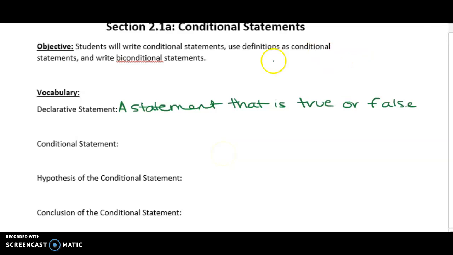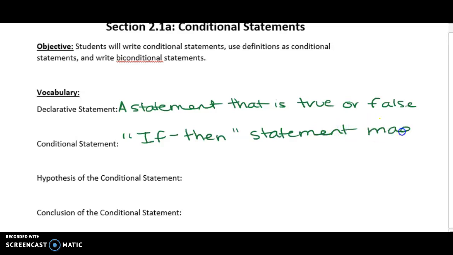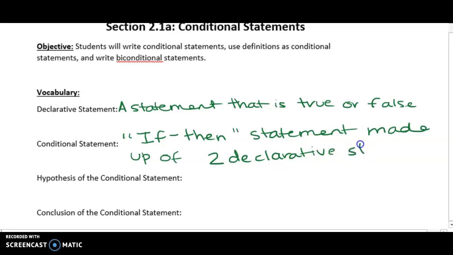A conditional statement, like we have already said, it's an if-then statement. And it is made up of two declarative statements. Okay, so conditional statements, remember, some can be true and some can be false, but it is two declarative statements put together by the words if and then.